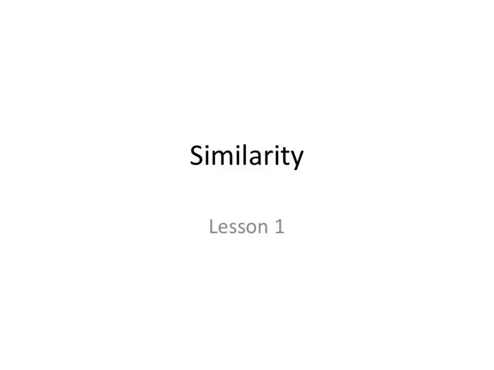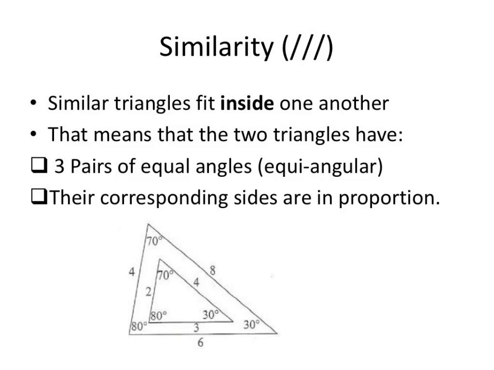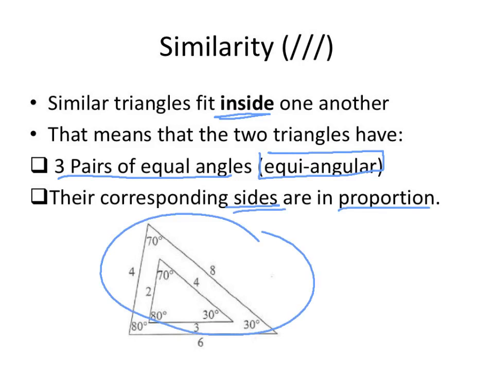Similar triangles. It's pretty easy to prove two triangles similar. What you first need to know is that similar triangles, we can say, fit inside each other. It means they have three pairs of equal angles, which we call equiangular, and their corresponding sides are in proportion. Let's look at this example over here.